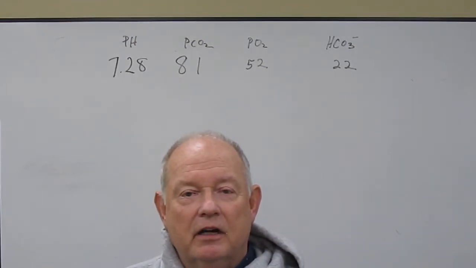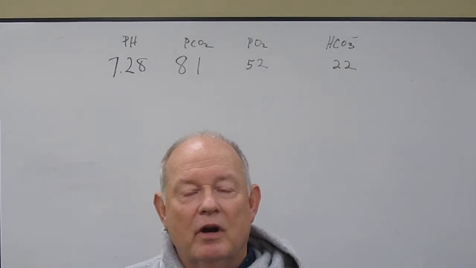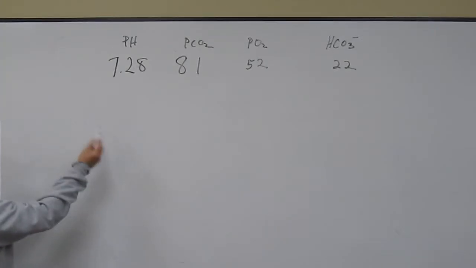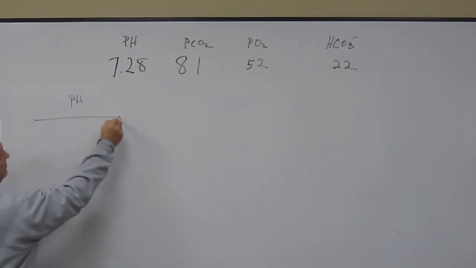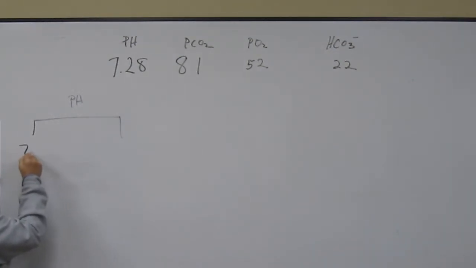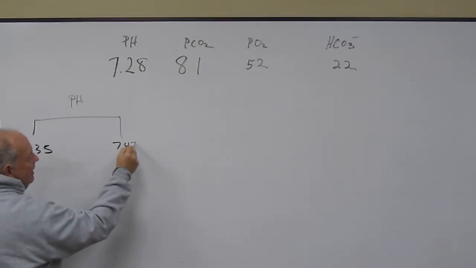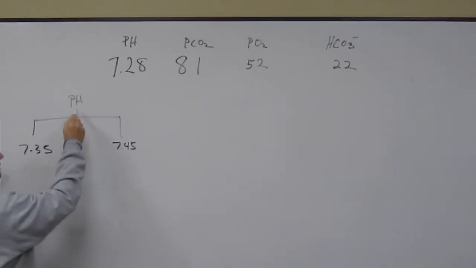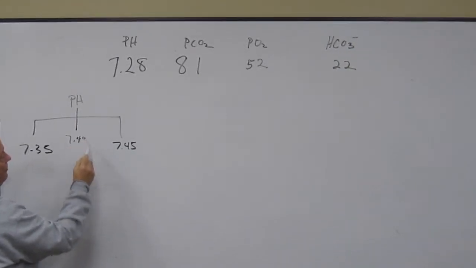How do we classify our blood gases? To do that, you must know your normals. You must know your normal range and have them memorized. What is our pH range? The pH range is 7.35 to 7.45. This is the normal range. The exact balancing point is 7.40.